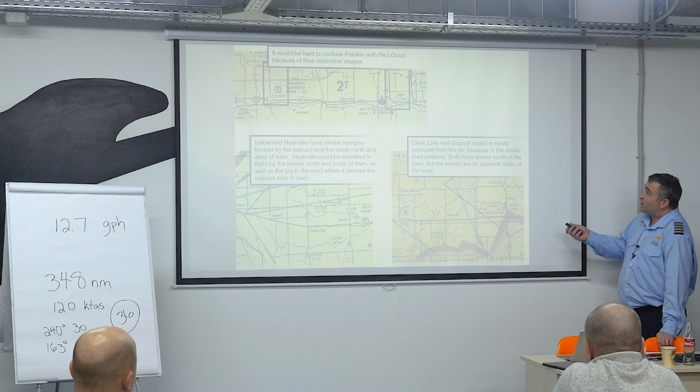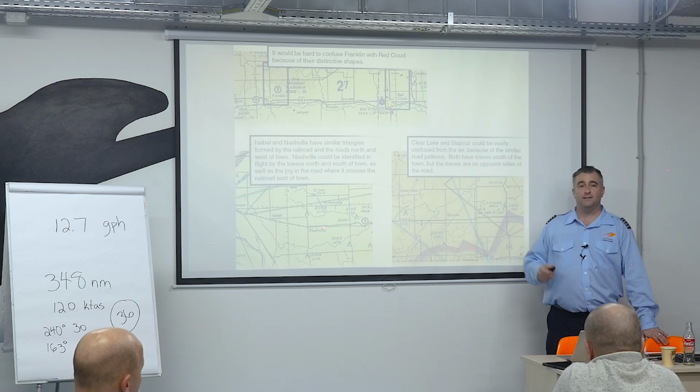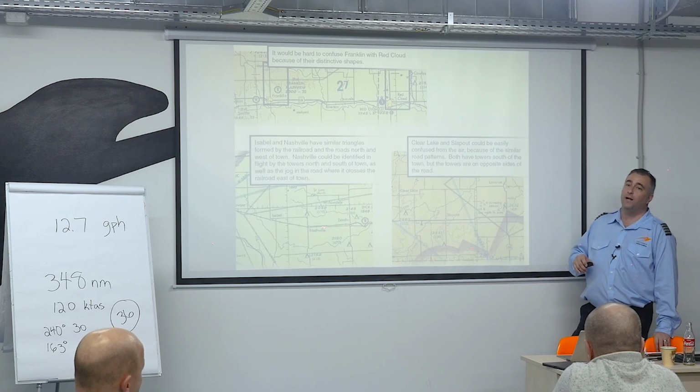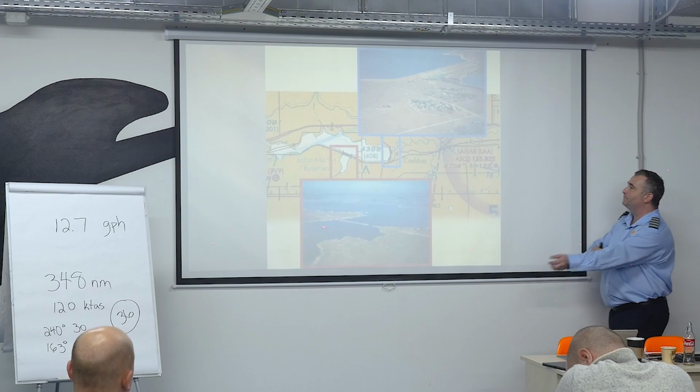Lakes are another good thing. They could be easily confused in the air, and they have similar road patterns, but both have towers on opposite sides. Okay, towers could be tough to find. I told you, towers are tough to find. Any other type of landmark, just try to use everything that you can to find out where you are.